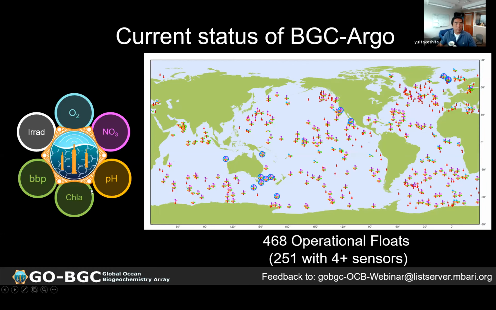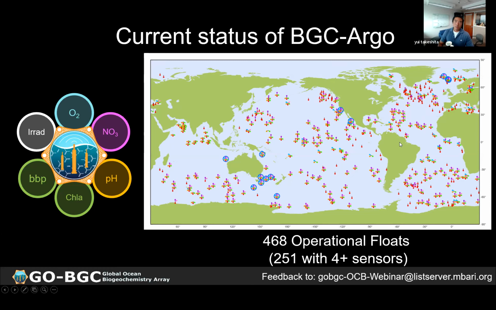Currently, a BGC-Argo float can be equipped with up to 6 parameters: oxygen, nitrate, pH, chlorophyll fluorescence, backscatter, which is a proxy for particles in the water, and downwelling irradiance. The goal is to maintain an array of 1,000 of these floats that have at least 5, preferably 6, of these sensors. Currently there are 468 operational biogeochemical floats. This map was updated, I believe, in May or June. Each dot is a biogeochemical float, and the lobes tell you which sensors are equipped on these floats. Out of the 468, 251 have more than 4 parameters on them, and the blue circle floats are the ones that have all 6 sensors.